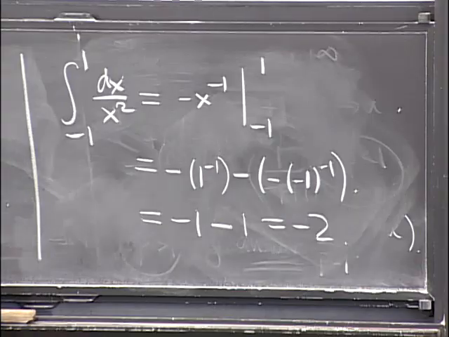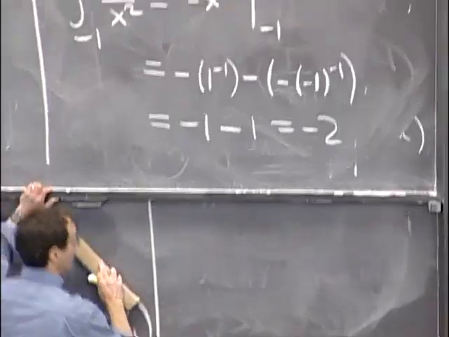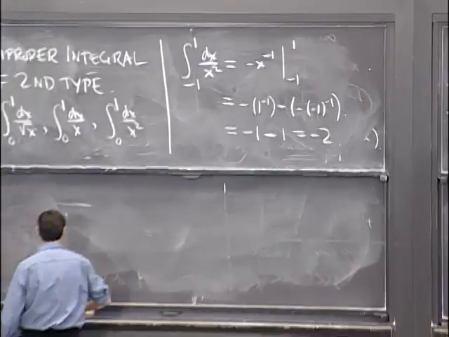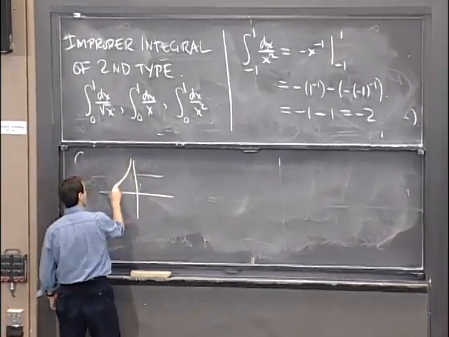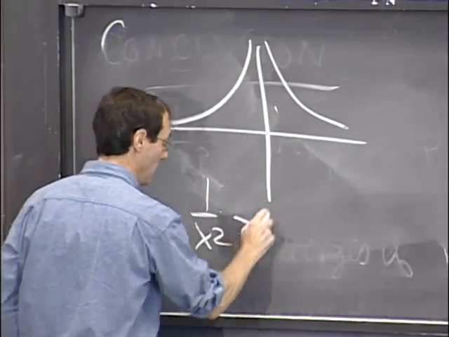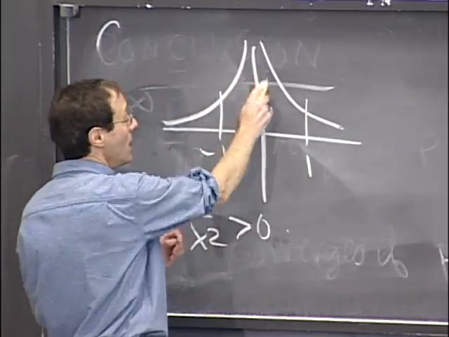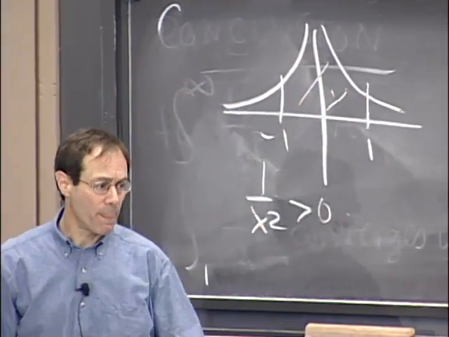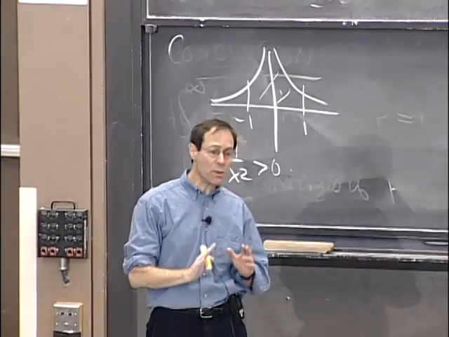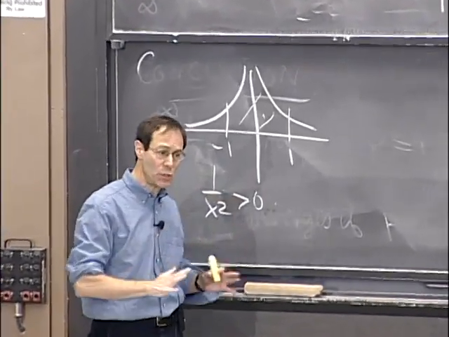Now, this is ridiculous. This function here looks like this, okay? It's positive, right? 1 over x squared is positive. How exactly is it that the area between -1 and 1 came out to be a negative number? All right? That can't be. There was clearly something wrong with this, and this is the kind of thing that you'll get regularly if you don't pay attention to convergence of integrals.